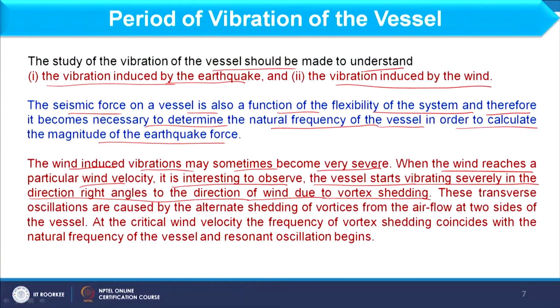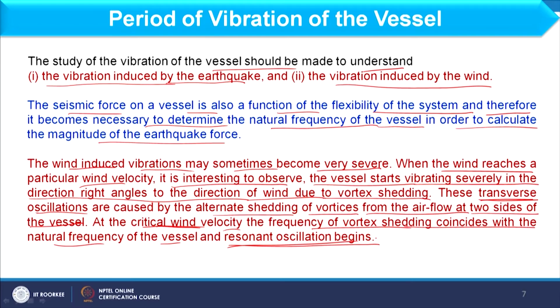So, that we consider as the vortex shedding. These transverse oscillations are caused by alternate shedding of the vortices from the air flow to two sides of the vessel, right. The vessel can move from this side or from this side also. Okay. So, in this way it will be considered. Further, at the critical wind velocity, the frequency of vortex shedding coincides with the natural frequency of the vessel, and resonant oscillation begins.